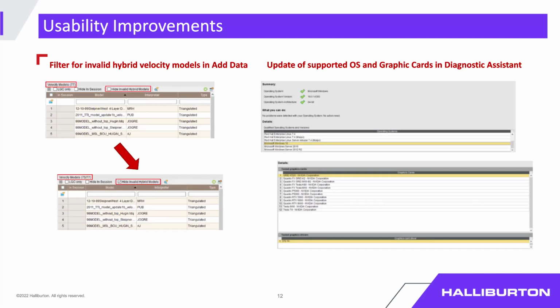The filter for invalid hybrid velocity models helps users to quickly sort out models that are corrupted. As shown in the screenshot, if enabled, this filter hides invalid velocity models and shows the total number of available and correct models. Finally, the EP5 series supports new operating systems and GPUs. These can be found in the Diagnostic Assistant test results as well as in the installation guide.